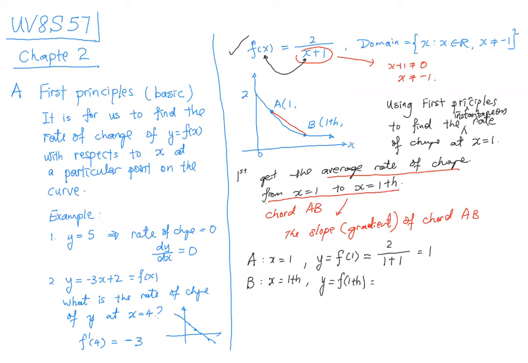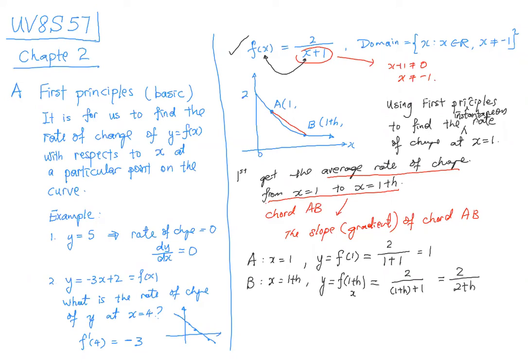So what is my coordinate y now? 2 over 1 plus h plus 1. Correct, thank you. Just follow the formula, correct? Whatever in the bracket, this is your x. So you replace your x with 1 plus h. Are you okay? So I have 2 over 2 plus h.